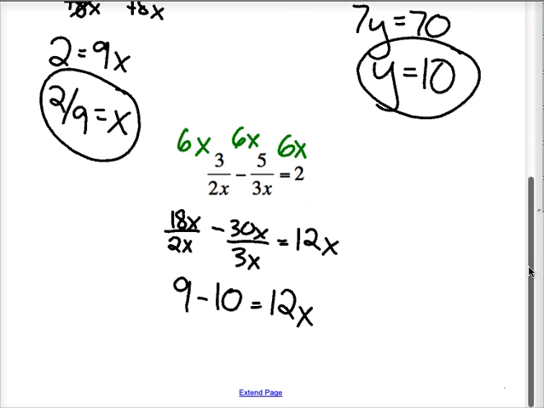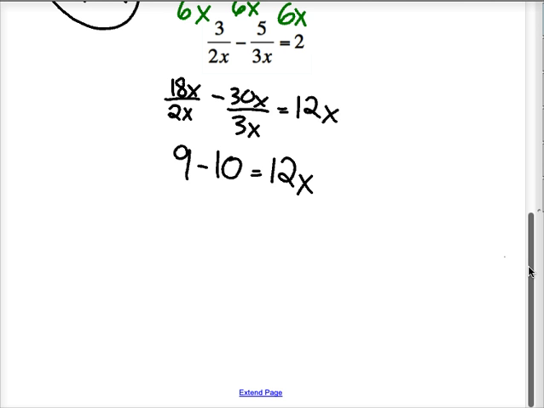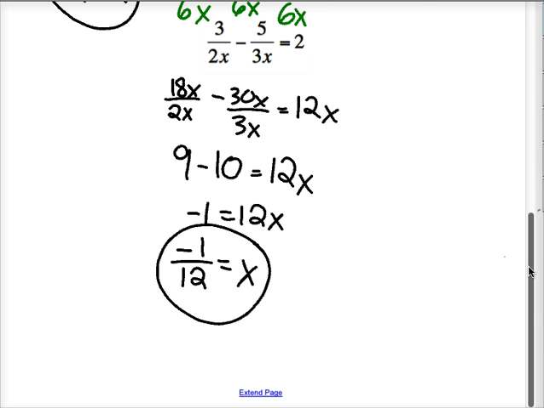So once you multiply everything by that 6x, notice that when you clean all of that up, again, there are no denominators left. Now you just have something that you can finish solving. 9 minus 10 is a -1. And then if I want the x by itself, all I have to do is divide by 12, and I have my x.